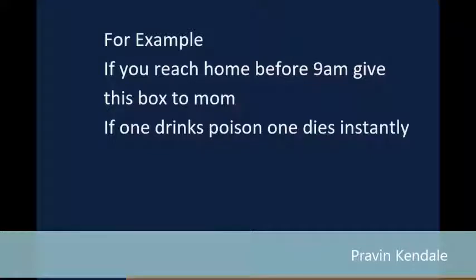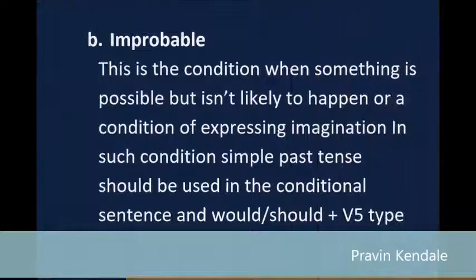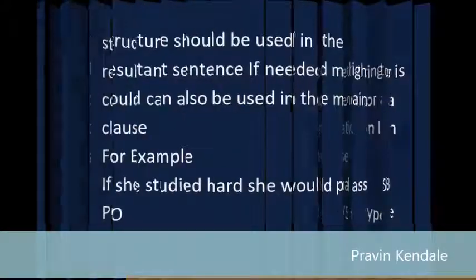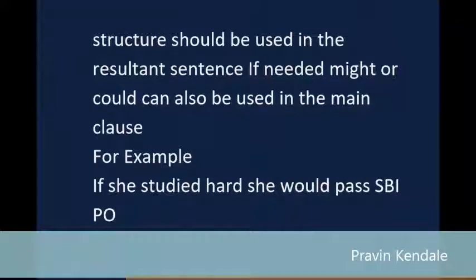B. Improbable. This is the condition when something is possible but isn't likely to happen, or a condition of expressing imagination. In such condition, simple past tense should be used in the conditional sentence and would/should and V1 type structure should be used in the resultant sentence if needed. Might or could can also be used in the main clause. For example, if she studied hard, she would pass SBI PO. If Sachin played well, India would win every match.